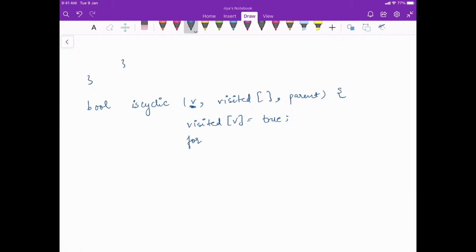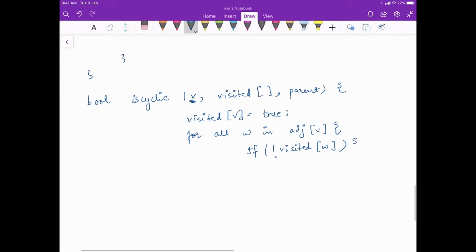We go to each and every neighbor: for all W in the adjacency list of V, right? So we are basically going to each and every neighbor like this. Now there can be two cases, right? For a particular neighbor, it is visited or it is not visited. If that neighbor is not visited, that will be one case. Else if that neighbor is visited, that will be another case which we will write here, right? So if that neighbor is not visited, I will simply call this function recursively again, and I will pass that neighbor.